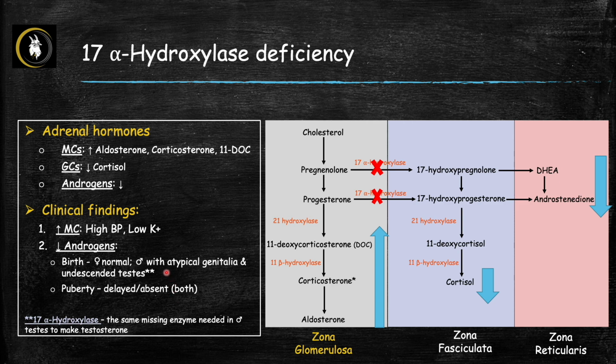The one thing that may be confusing is why are the males going to be affected with having atypical genitalia due to the loss of the androgens in the adrenal gland if the male's testes should still be producing testosterone. And the reason is that the male's testes is not going to be able to produce testosterone because the testes uses the same enzyme, 17-alpha hydroxylase, to make testosterone. Therefore, in males in this condition, not only can they not make the androgens in the adrenal cortex, they're also not able to make testosterone in the testes because they're missing this enzyme. And this is why they have atypical genitalia.